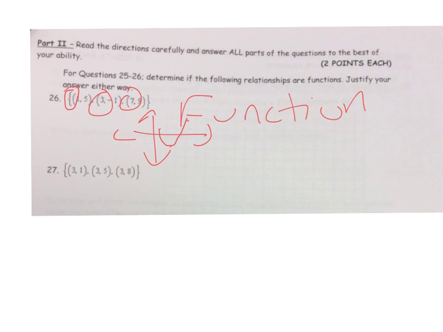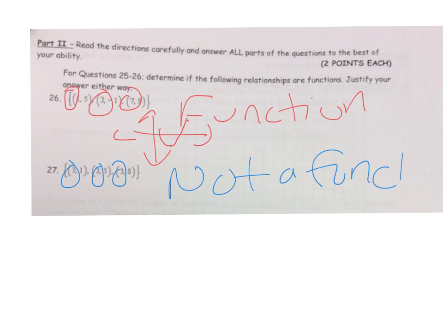Number 27, you'll notice, has 3, 3, and 3, and those are the same input values. So those input values are the same, but they have different output values. That's not a function. And if you made a sketch, you would have 3, 1, 3, 5, 3, 8. You get this stacking that fails the vertical line test.